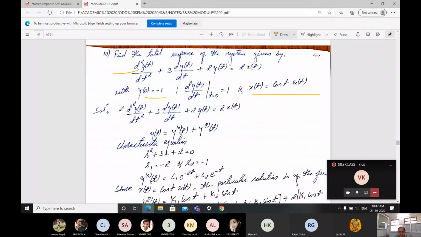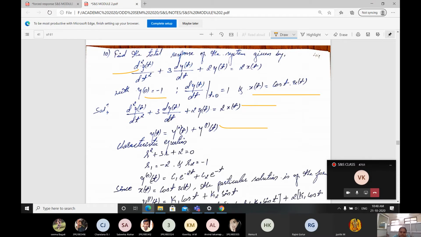The steps remain the same. First, write the given equation. Then the complete response is nothing but the natural response with the particular solution. The particular solution is nothing but the forced response, right? The same terms. For that reason, if you write this, it will be enough. From this you will get your total response.